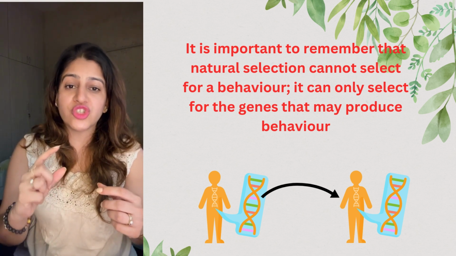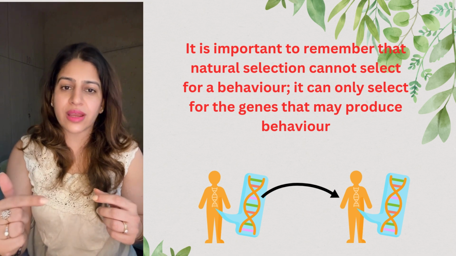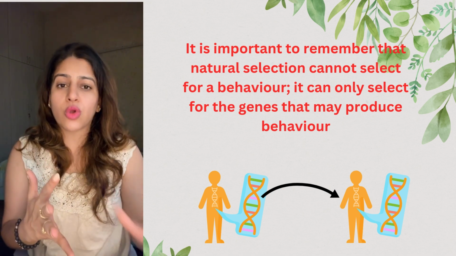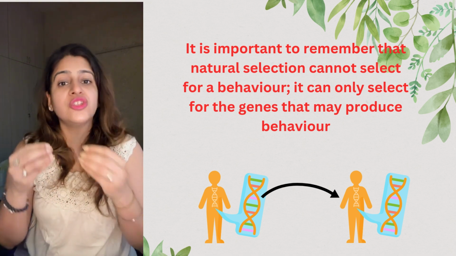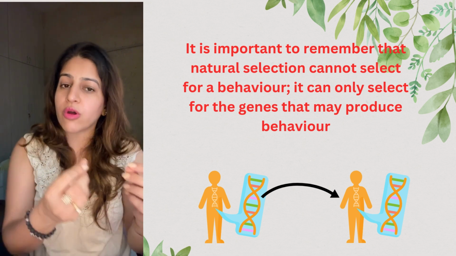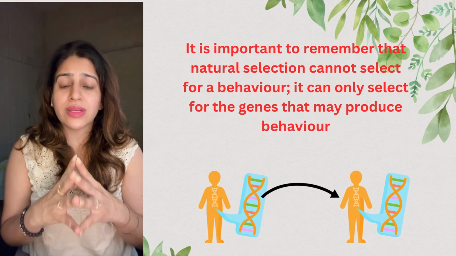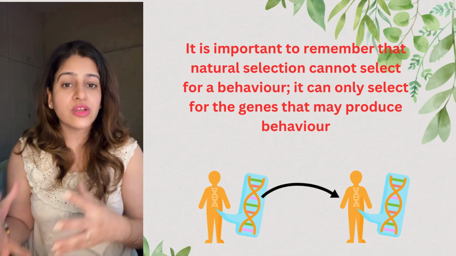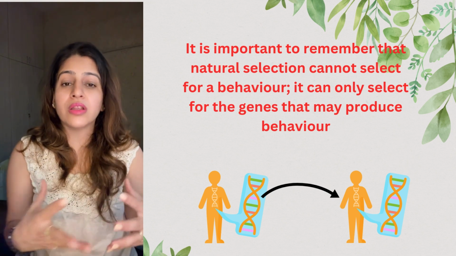Those particular genes further show a certain kind of behavior. So behavior is not passed on further, it is the gene that is passed on further. That particular gene is responsible for a certain kind of behavior. So the gist of this whole evolutionary psychology is that behaviors could be inherited and are genetic as well.